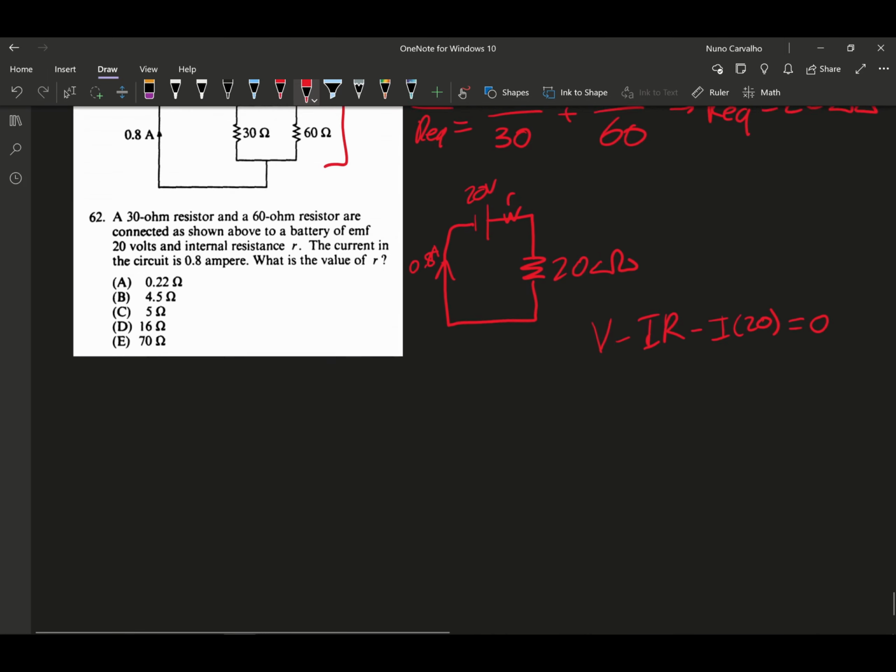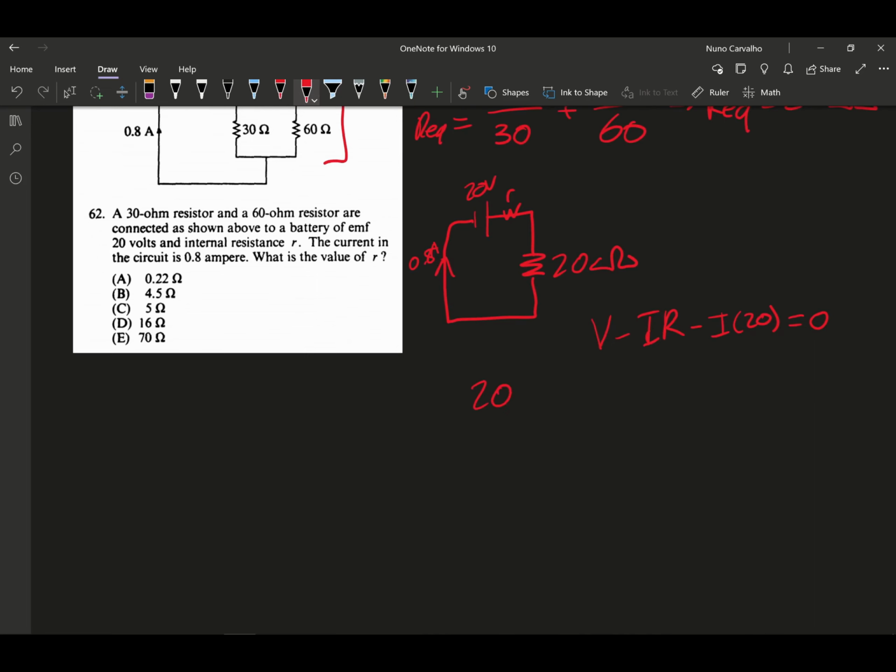And so let's just plug in the values that we know. We know 20 for the voltage. We know 0.8 for the current. This should be a small r. We don't know the little r, that's what we're trying to solve for. And then we have 0.8 times 20, and that's equal to 0. And essentially, when you solve this out, you're going to get that little r is going to be equal to 5 ohms. And so the answer here is C.